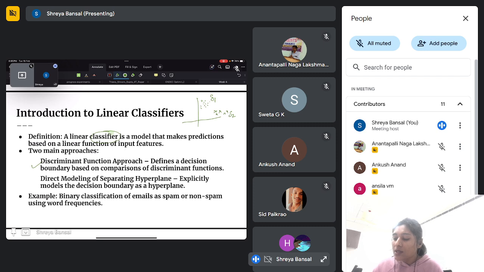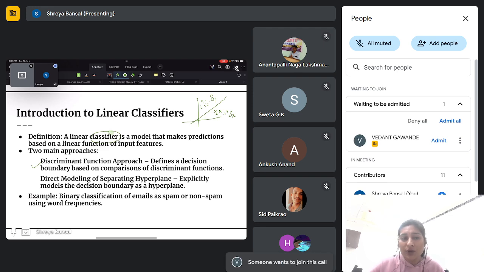The second approach was direct modeling of the separating hyperplane. We need to have this boundary, and we need to find how to get this boundary. In this session we will see how to directly model this hyperplane. We will explicitly model the decision boundary, which is known as the hyperplane. An example for binary classification is whether an email is spam or not based on word frequency. It's an example of a classification application.